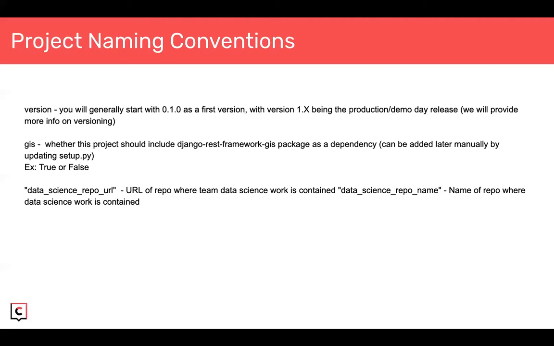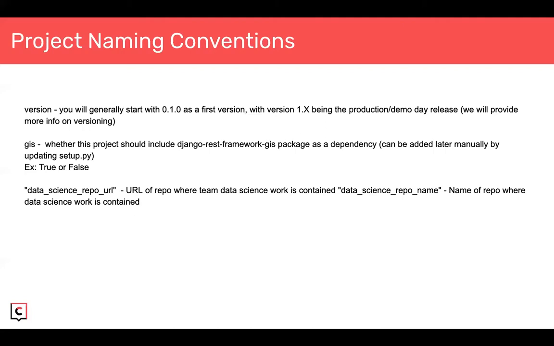Okay, the next one would be GIS, and that's just asking right now, as you're creating the project, whether you think you're going to have GIS, geospatial dependencies. If you do, that adds the django-rest-framework-gis package as a dependency for your pip install package.